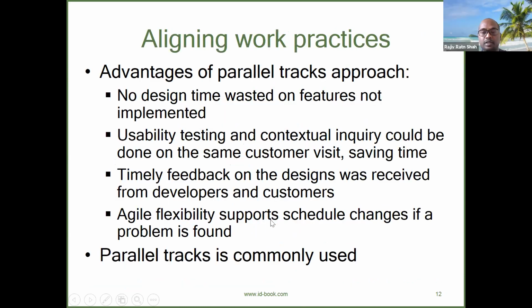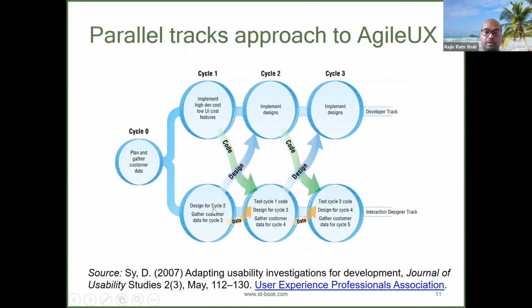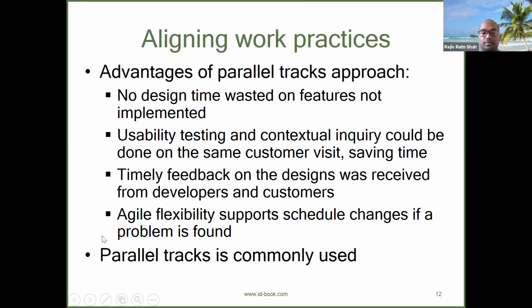Agile flexibility supports schedule change if a problem is found. For example, whenever the user comes, he will test cycle 1, right? If some issue is found in cycle 1, while designing cycle 2 you can incorporate that and fix it. So it's easier. Parallel track is commonly used. It's a very common practice in the industry, and it's good to have.